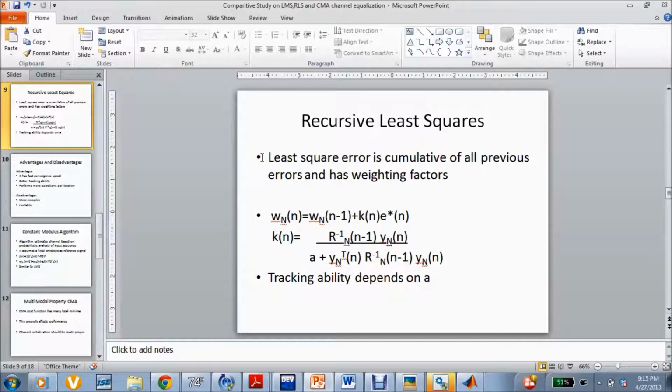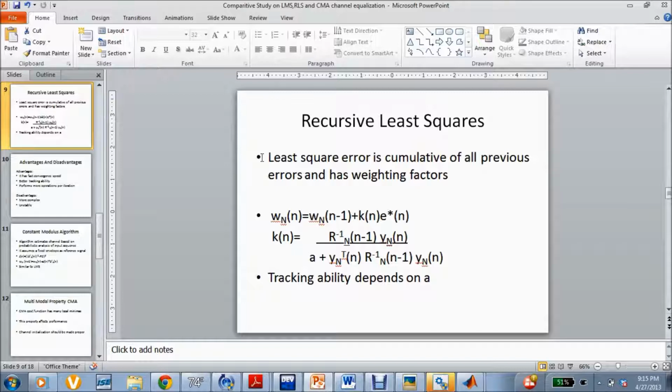This type of algorithm performs more number of operations per iteration. So it is complex, it has complex circuitry to do it, and the channel weights are updated based on the equation that is stated here. The step size here is made by k of n. So the k of n equation is given here, where R inverse is the input correlation matrix, and A is the step size as before.